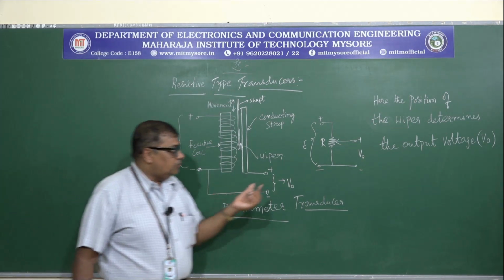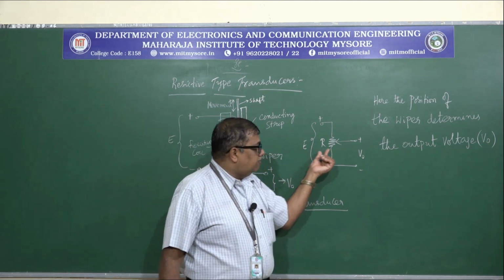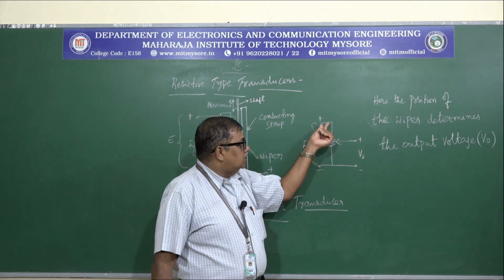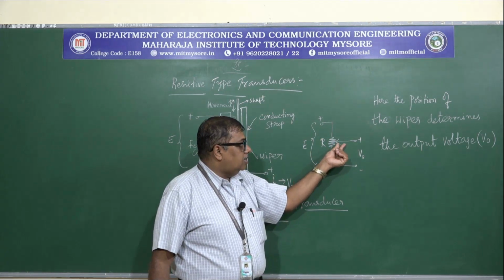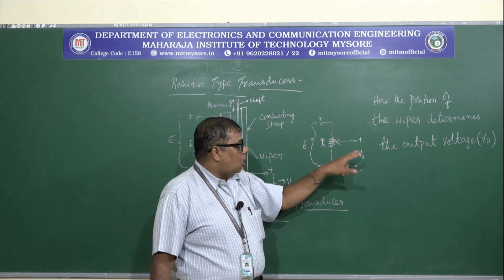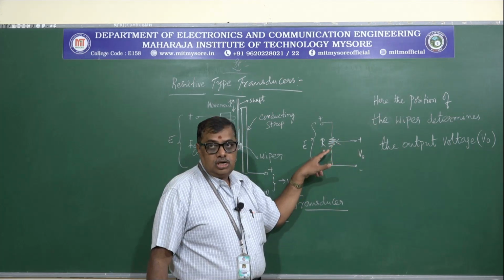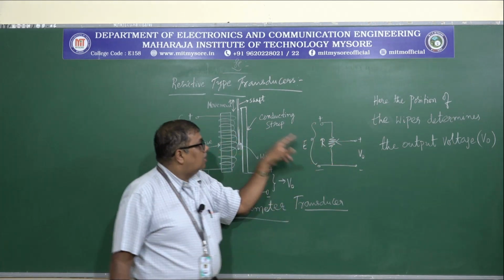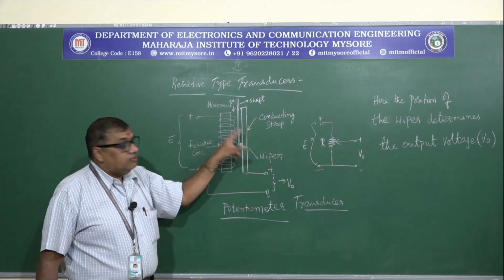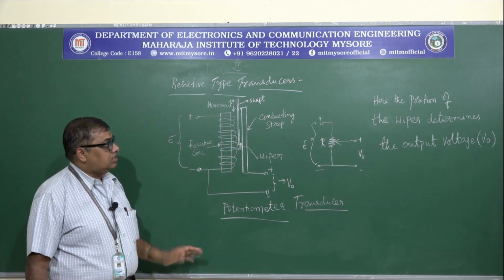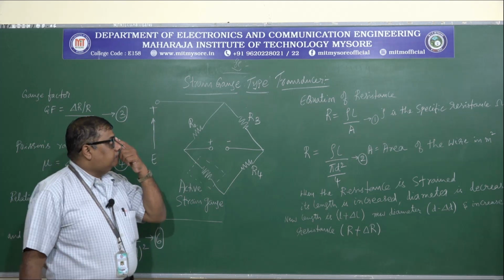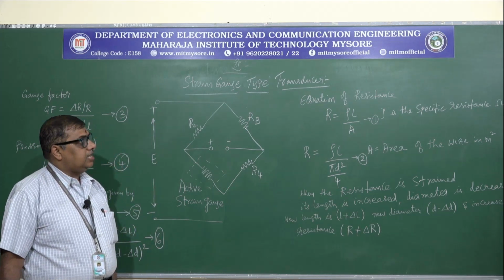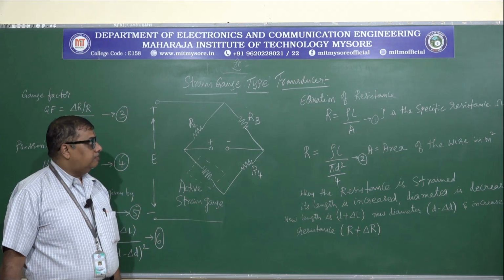Here the movement of this wiper is going to determine the output voltage V of this resistive type transducer. If you carefully look into this, it is a potentiometer. Here it is connected to the positive and negative of the voltage, and this is called the wiper. If you keep on rotating this, the output voltage is proportional to the position of the wiper. Okay. So this is a simple resistive type transducer. Another type of resistive transducer is called the strain gauge type transducer.